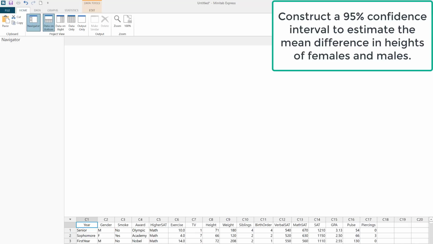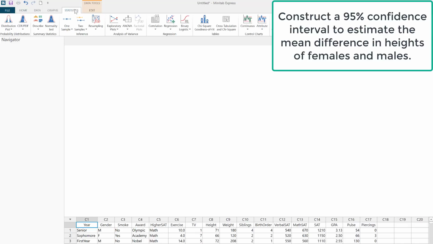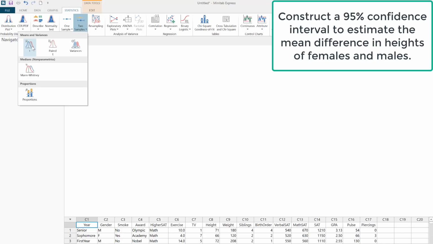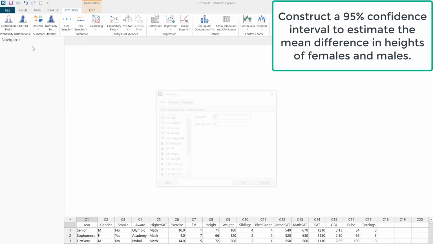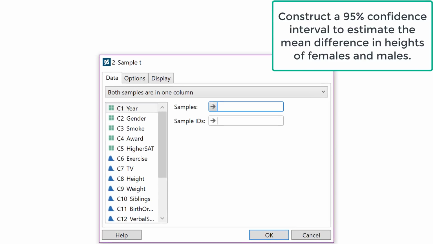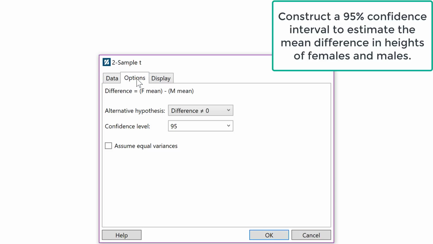I'm on a PC, so I'll go to Statistics, to Samples, T. If you're on a Mac, you'll go to Statistics, to Sample Inference, T. The default is to have raw data, which we have. Sample is the response variable. That would be height. And sample IDs is the grouping or explanatory variable of gender. Under Options, we're constructing a 95% interval, so we don't need to make any changes here. Click OK.